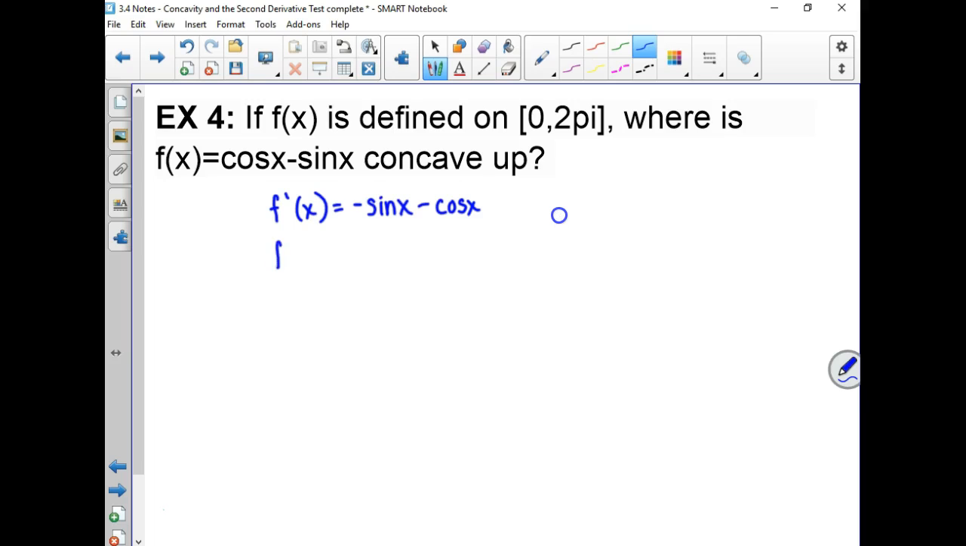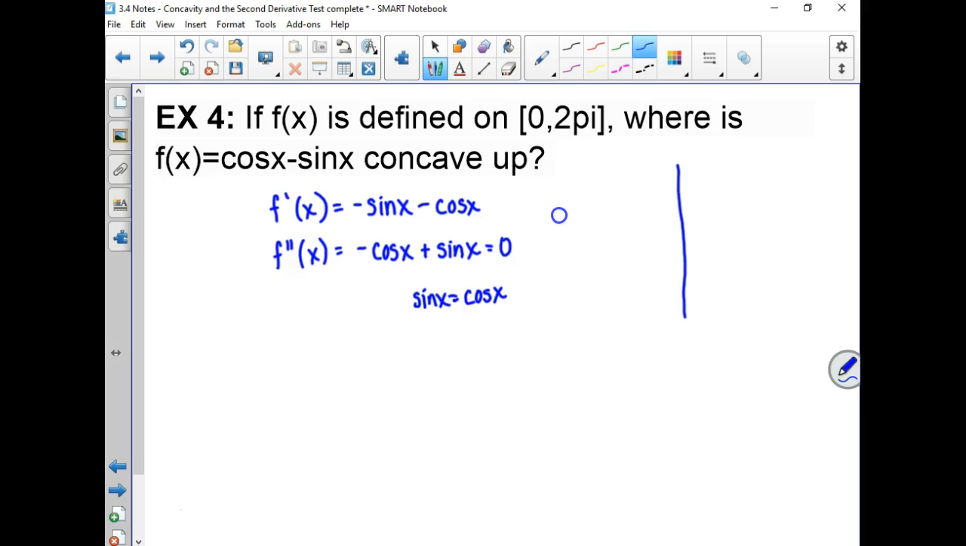So, we're going to take the derivative again. Derivative of sine x is cosine x, so we'll end up with negative cosine x there. Derivative of cosine x is negative sine x, so that'll give us a plus sine x. Alright, so to find our critical values for that second derivative, we have to set that equal to 0. And then what you're probably going to want to do there is just say sine x equals cosine x.